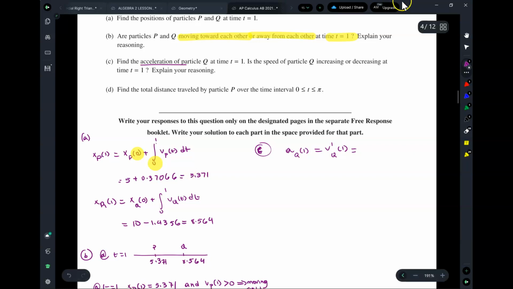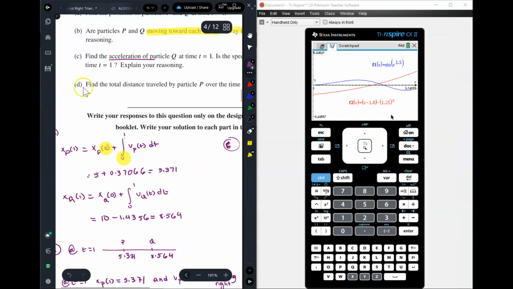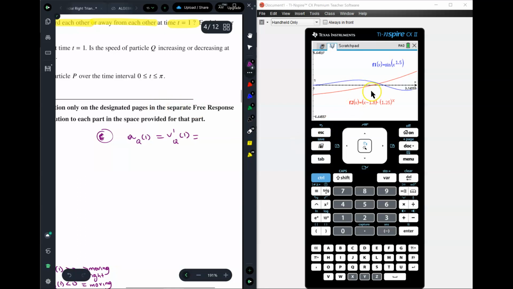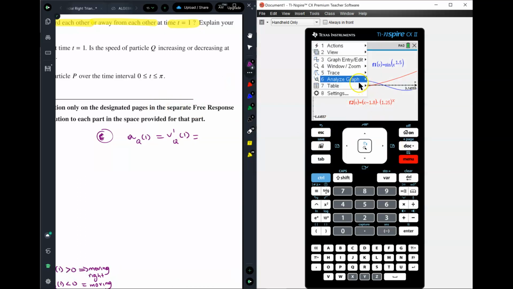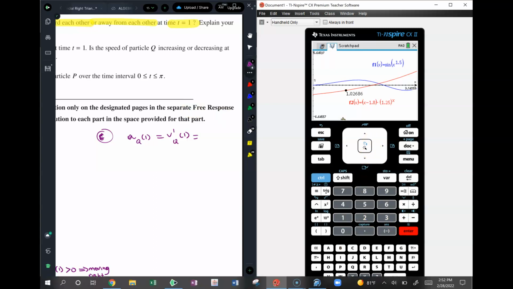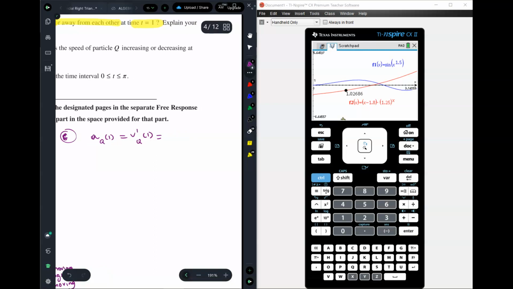And then the rest you do on your calculator. You can do it here actually, right? All you need is the derivative. Menu, analyze graph, dy/dx. Which graph? This graph. Position, you can just type in 1, enter, and there we go. That's the velocity. I'm sorry, that's the derivative.